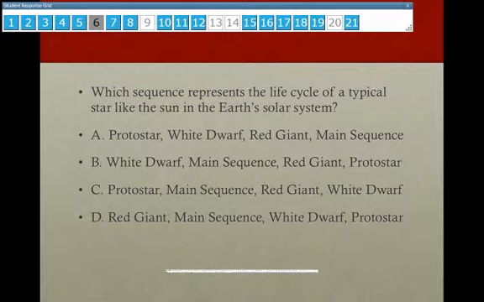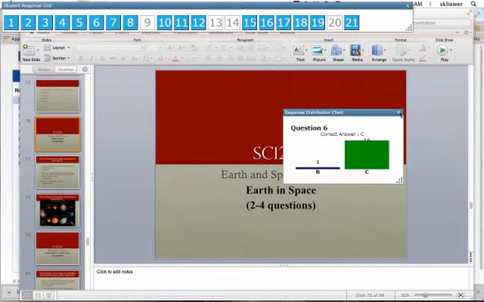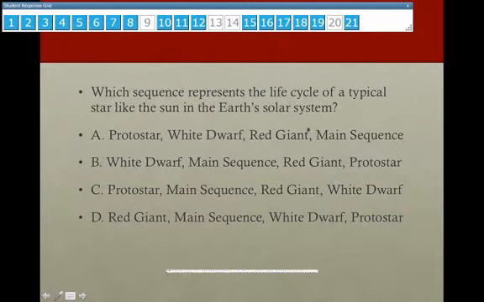The answer is C, yes. It is C. We said protostar has to be the first, because that's what we just said in the last question. And then we said the sun in the Earth's solar system is a small star, and so it would end in a white dwarf.